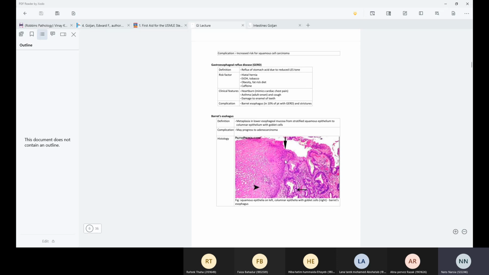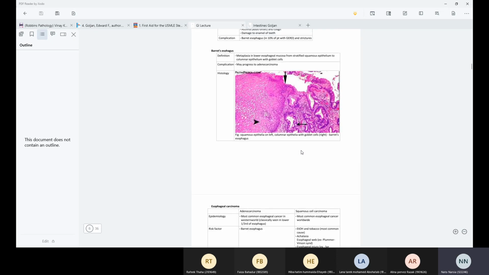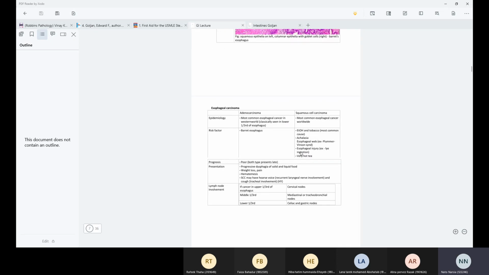It's supposed to be squamous epithelium here, but here it's columnar epithelium. Adenocarcinoma, definitely you will find. Barrett's esophagus without adenocarcinoma in the long term, for example, it might take 5 years, but adenocarcinoma is usually inevitable. Now, here comes esophageal carcinoma, guys, and it is really high yield. And why is it high yield?